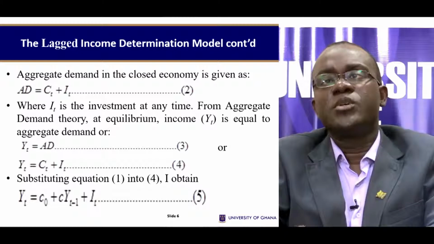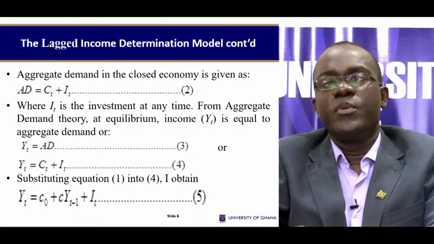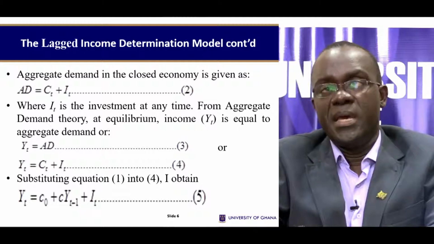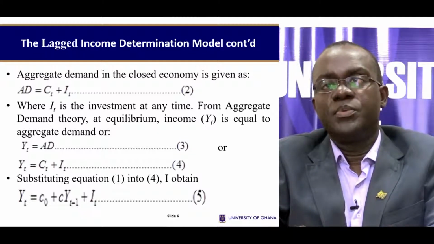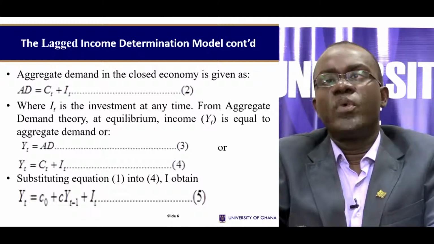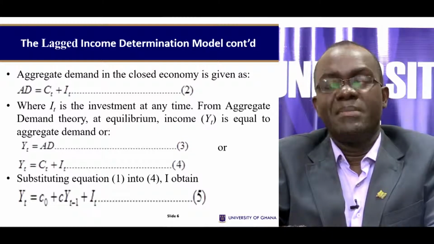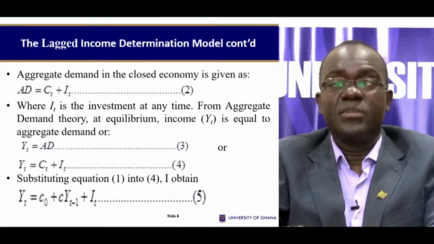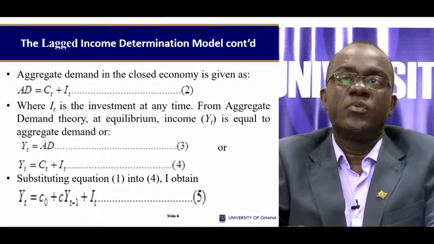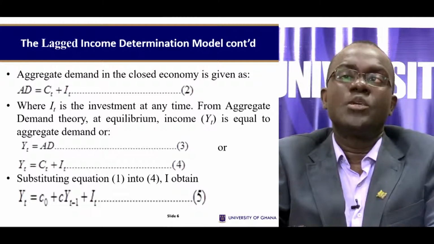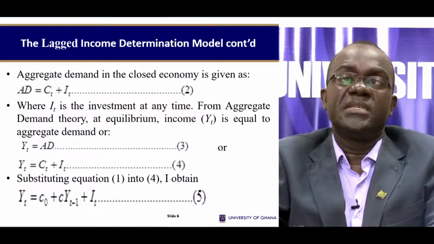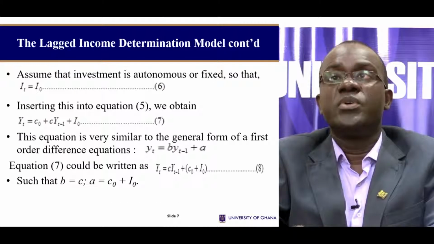Notice that aggregate demand is also equal to consumption plus investment. And we know that aggregate demand is always equal to what? Our output. And therefore, we have our output being equal to our consumption plus investment. But we know that the consumption equation can be put in the form C0 plus C Y(t-1), so we can comfortably do that. Look at this equation. It's a difference equation. Output for the current year is being determined based on the previous year's output. So it means we have a difference equation.